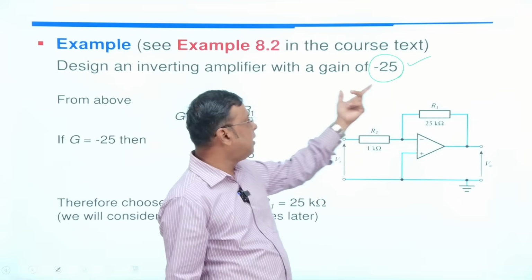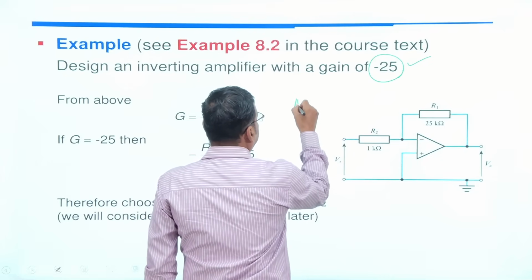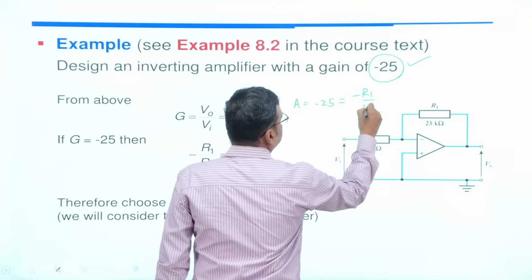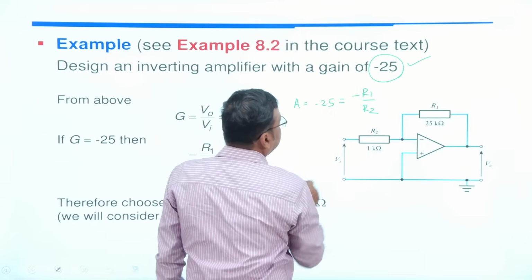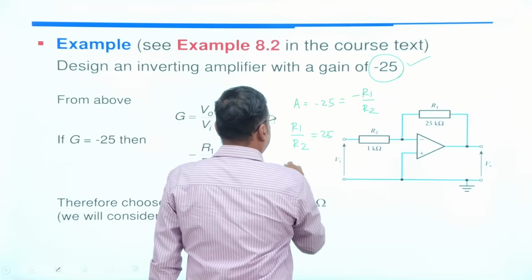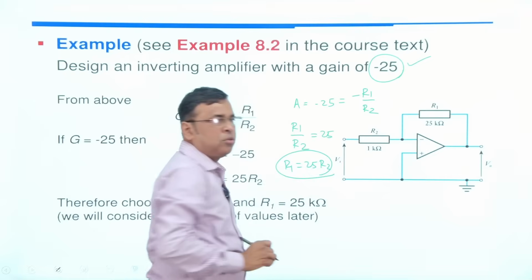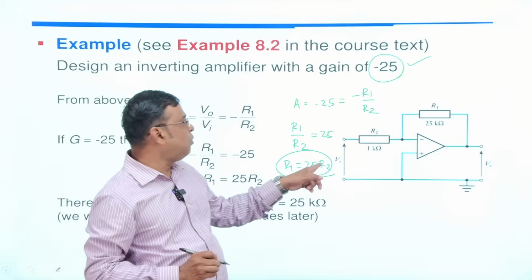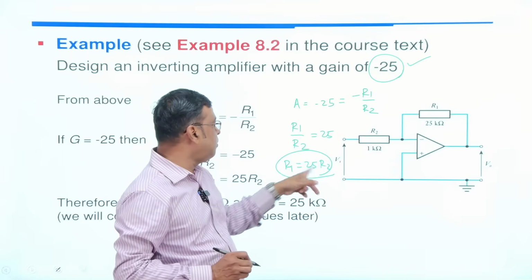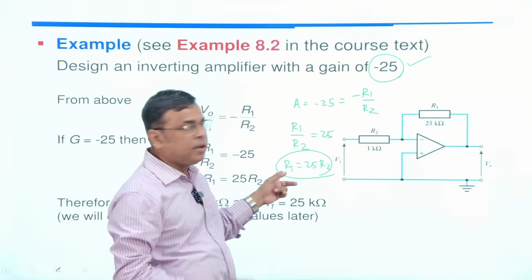The gain A equal to minus 25 is minus R1 by R2. Minus minus cancel, so R1 by R2 equal to 25, or R1 equal to 25 R2. According to your choice, if R2 is 1 kilo ohm, then R1 must be 25 kilo ohm. If R2 equal to 2 kilo ohm, R1 may be 50 kilo ohm. So according to the value of R2, R1 can be determined.